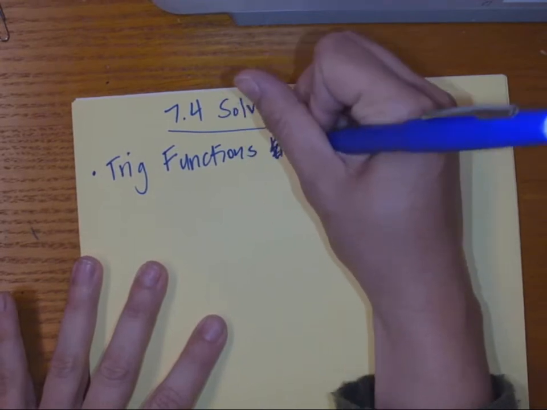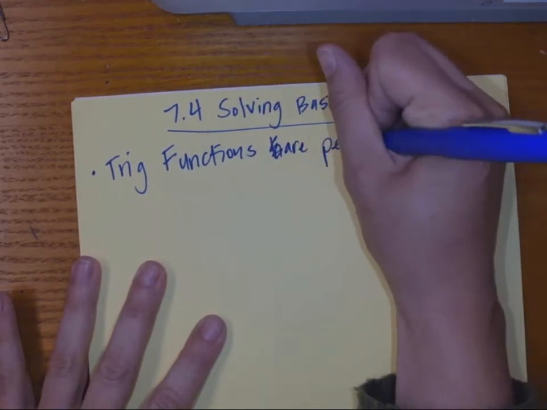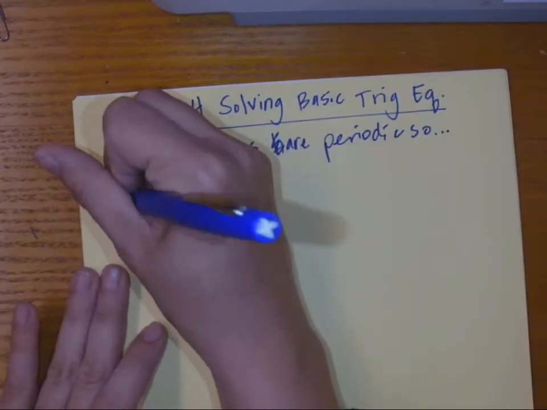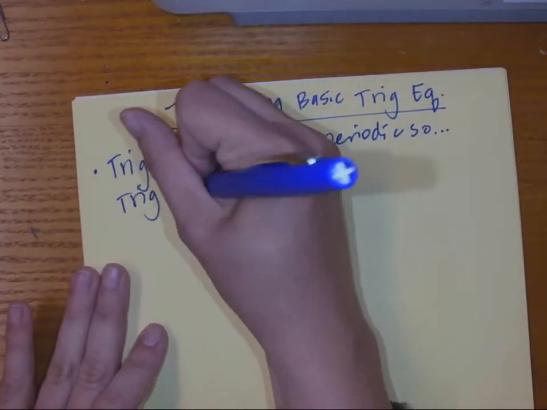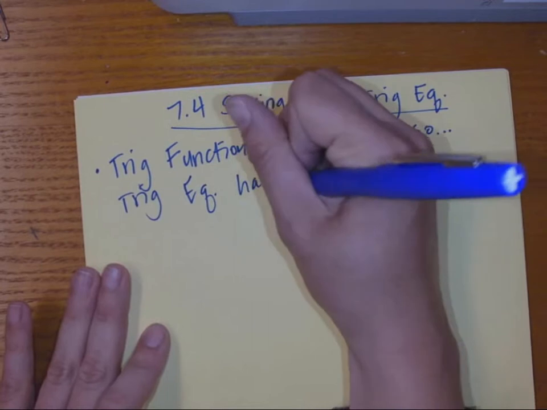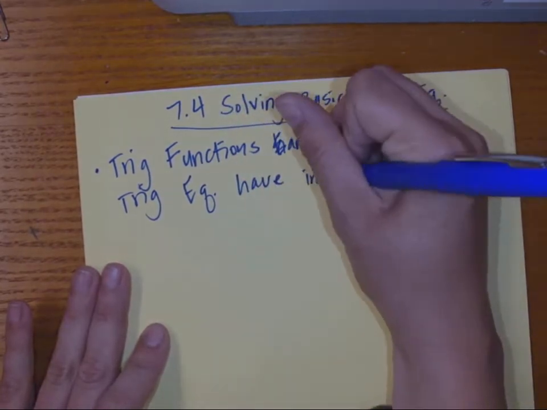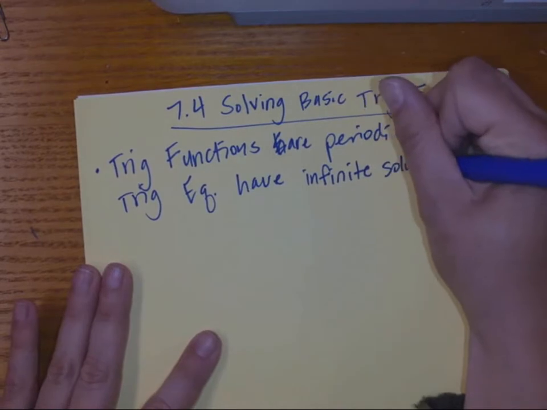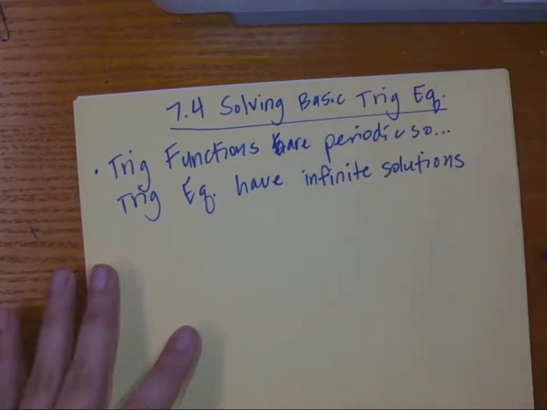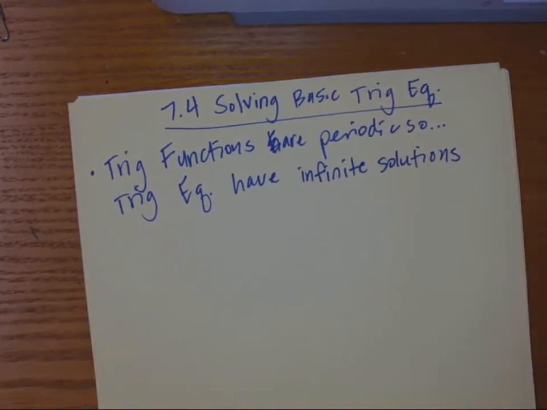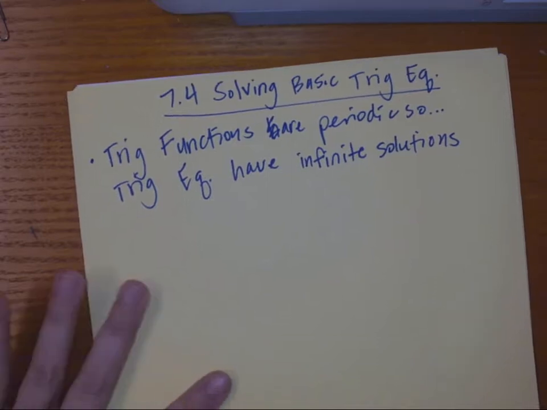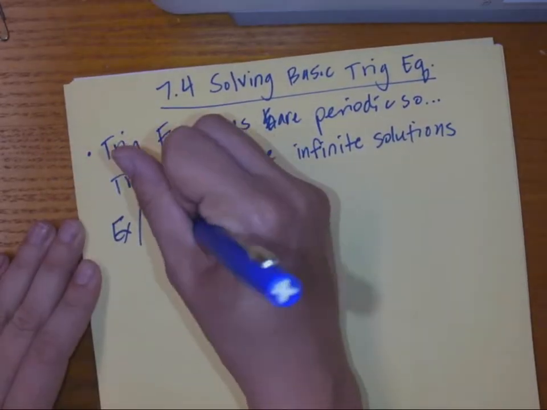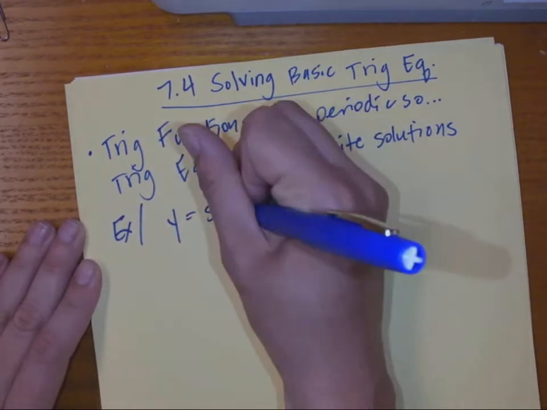Let me write: trig functions are periodic, so trig equations have infinitely many solutions. What that means is not that every single thing is an answer, it's just that the same answer repeats itself over and over and over again. So for example, the function y equals sine x.